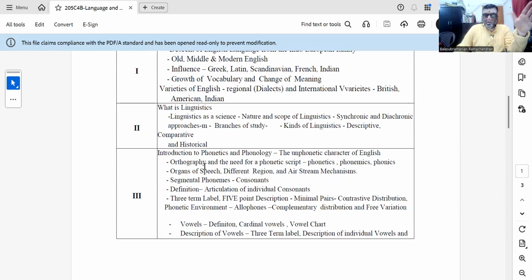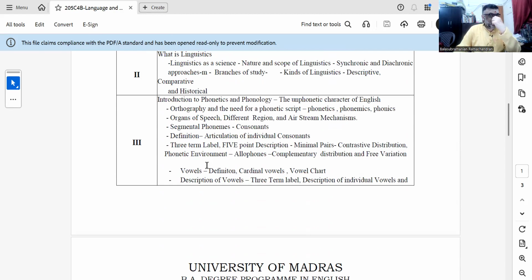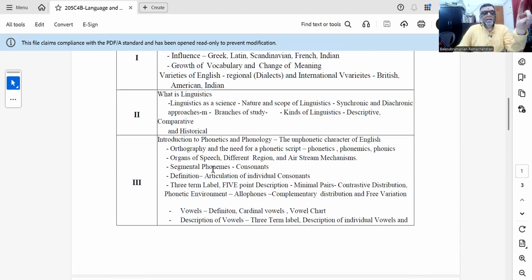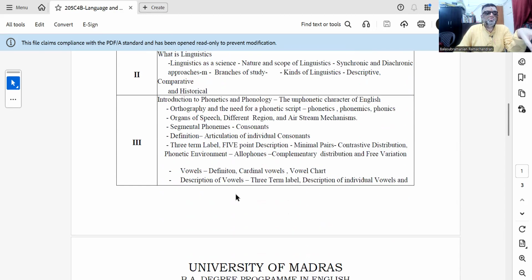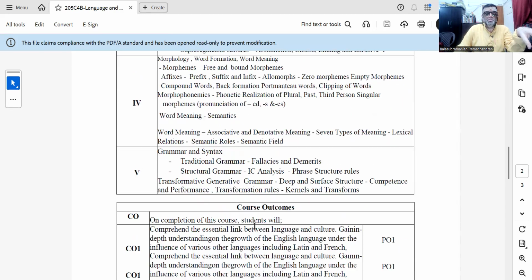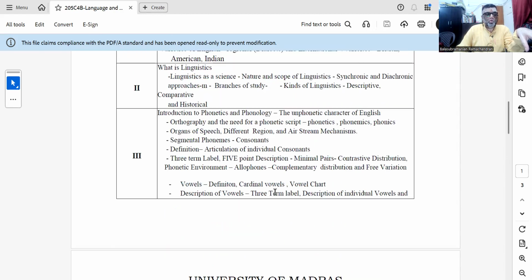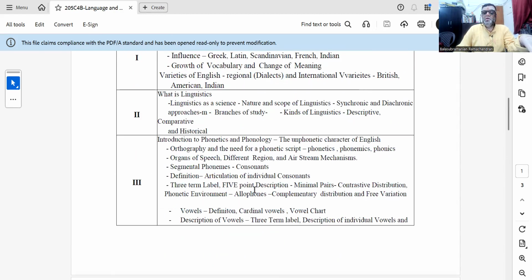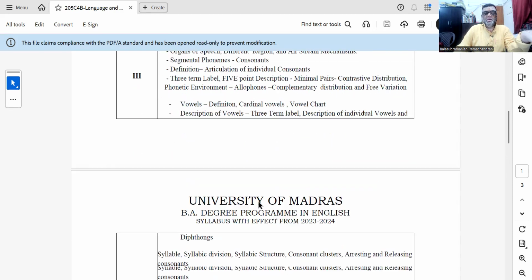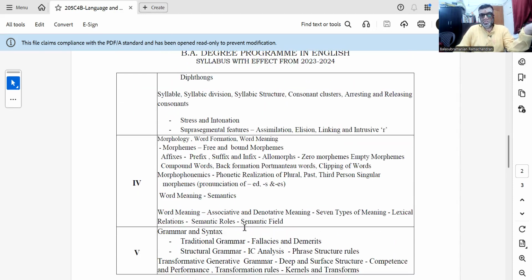And I'll be sharing this paper, and these are the portions I'll be handling. There are a total of 5 units in this paper, and I'll be handling units 3 and 4. Unit 3 deals with phonetics and phonology, and unit 4 with morphology.